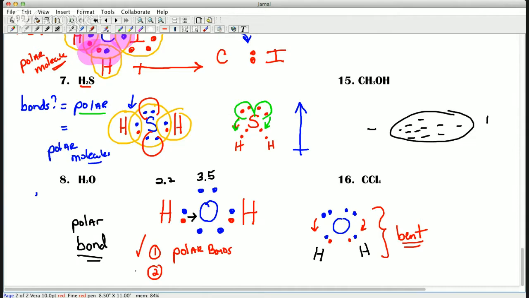Number 2, it is asymmetrical now. Because these lone pairs push it down, it is asymmetrical. And if it's asymmetrical, that means the polar bonds don't cancel themselves out. And you're going to have an overall positive area, and an overall negative area. We always draw the arrow toward the negative area. So again, hard to draw these two-dimensionally. You have to think three-dimensionally.